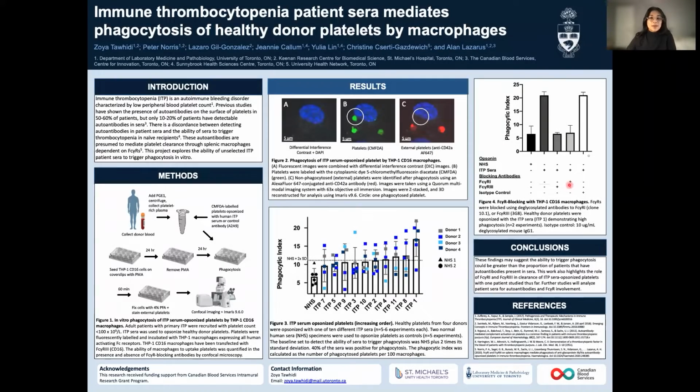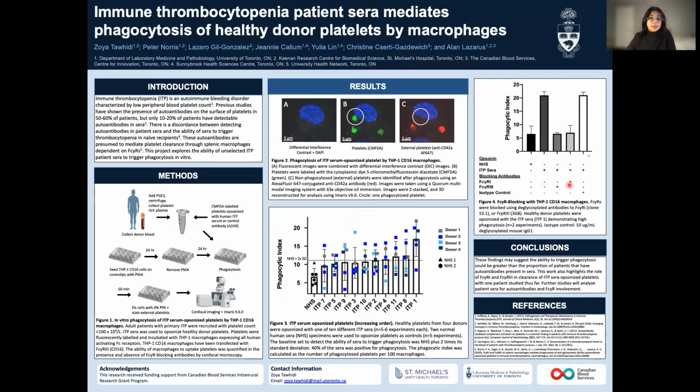Hi everyone, my name is Zoya and I'm a second-year master's student at U of T at the Department of Laboratory Medicine and Pathobiology. Today I will be presenting my poster looking at immune thrombocytopenia patient sera's ability to mediate the phagocytosis of healthy donor platelets by macrophages.